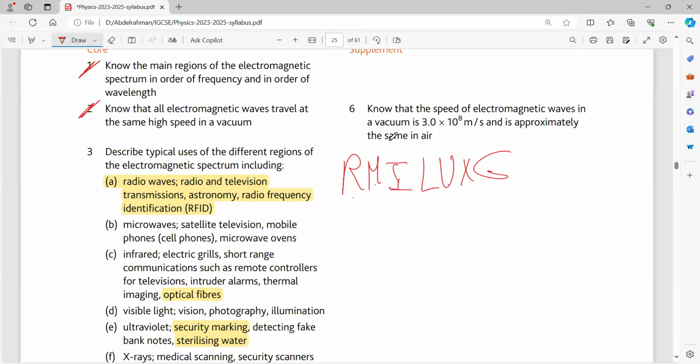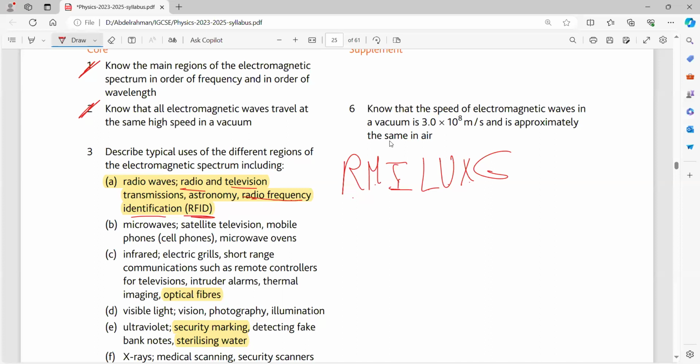And we need to know some of their uses. Radio waves are used in communications without any satellites, such as radio and television. Also something called RFID, radio frequency identification. This is radio waves.